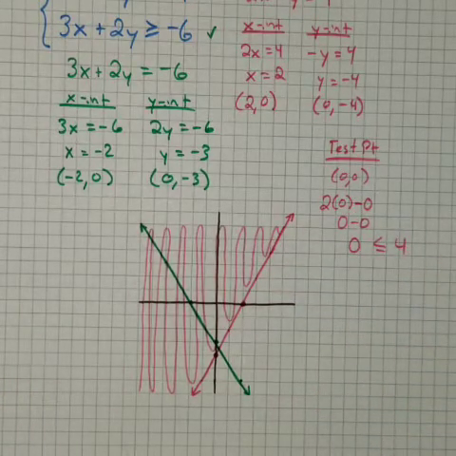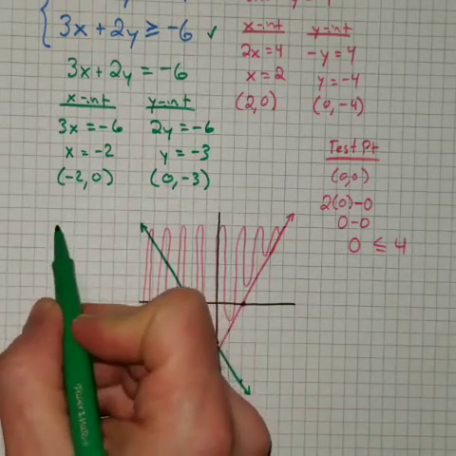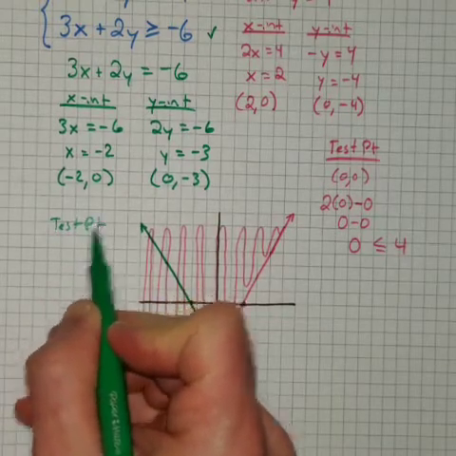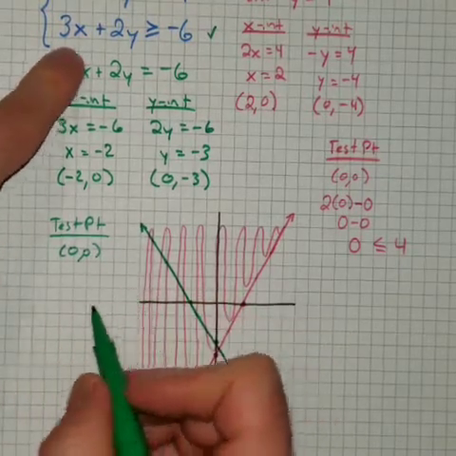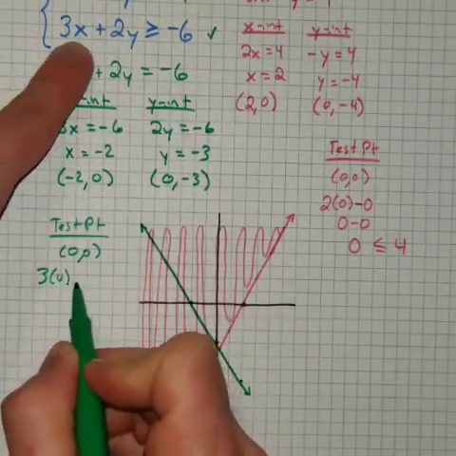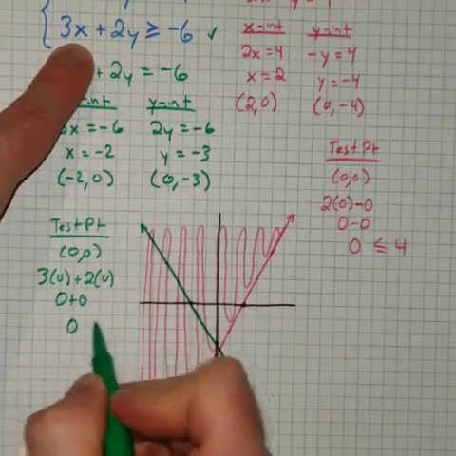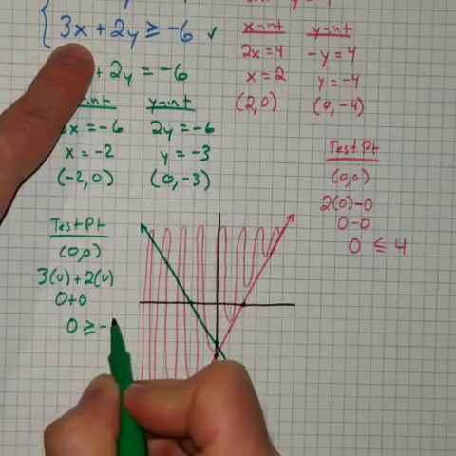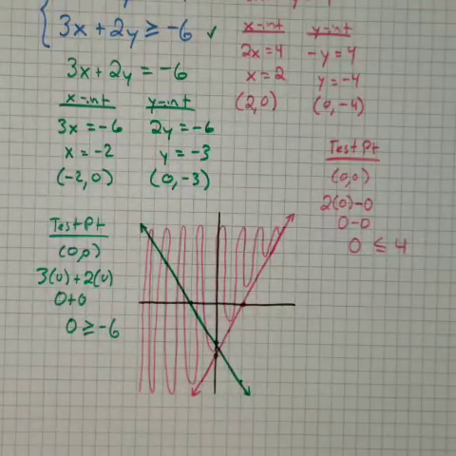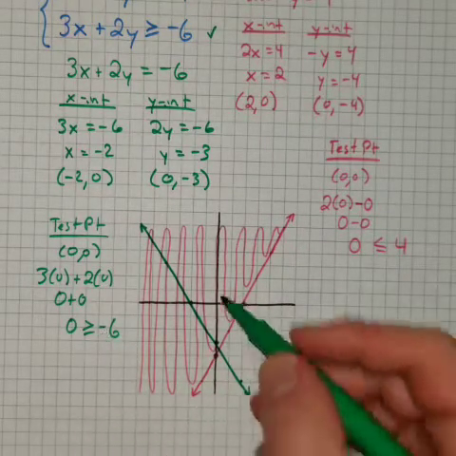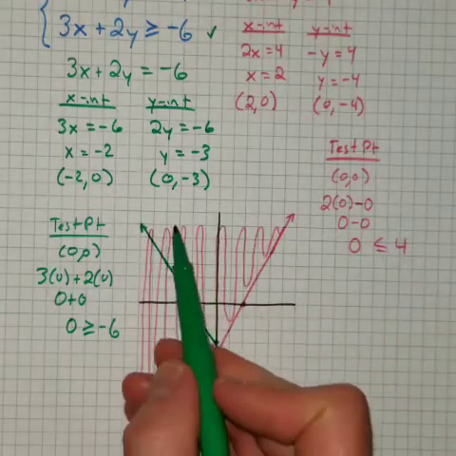Then, with the green graph, I want to do a test point there as well. My test point, I can do (0, 0) again. When I plug those in, I get 3 times 0 plus 2 times 0. Obviously that's 0 plus 0, which is 0, and 0 is not... Oh, wait a minute. No, it is. I was looking at that as a positive. 0 is greater than or equal to negative 6, sorry. So (0, 0) is part of the solution for the green graph, so I have to shade that on the same side.